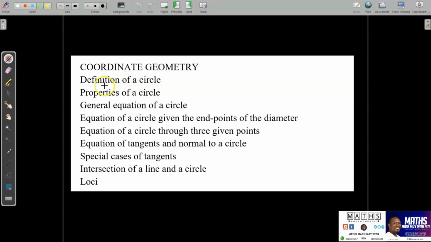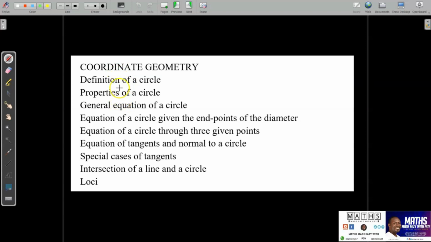So in this lesson, we'll look at the definition of a circle, properties of a circle, then general equations of a circle, equation of a circle giving the endpoints of a diameter, then equation of a circle passing through three given points, equation of tangents and normal to a given circle. Then we have some special cases of tangents coming on board, and then intersection of a line and a given circle. Then we also look at loci or locus. So this is the aspect you need to know under circles when it comes to coordinate geometry.